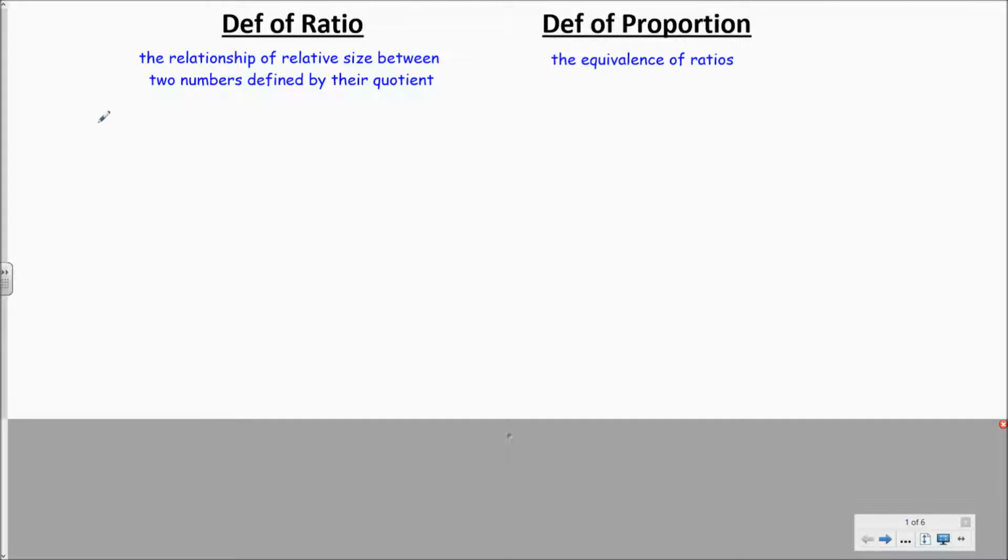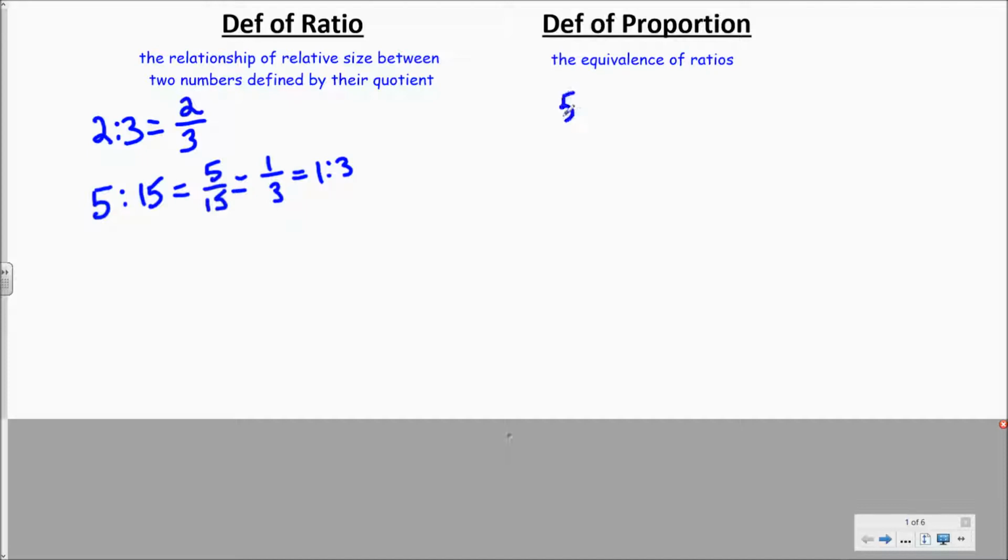So for example, if I have the ratio of 2 to 3, what that really just means is the fraction 2/3. Now, many times we'll have ratios which can be reduced, like the ratio 5 to 15, because that represents the fraction 5/15, and there's a common factor of 5, I can reduce that fraction to 1/3, and the ratio 5 to 15 is the same as the ratio 1 to 3. For that reason, the ratio 5 to 15 is proportional to the ratio 1 to 3 because that is the equivalence of two different ratios.